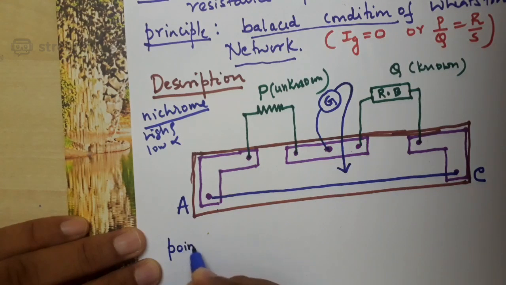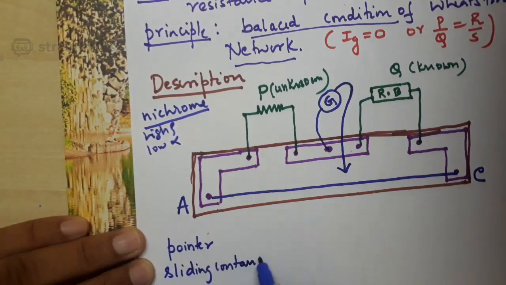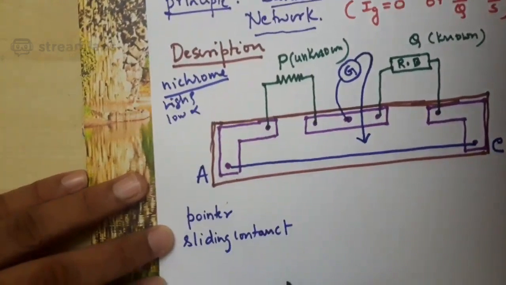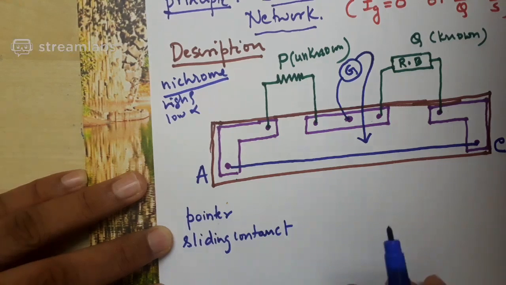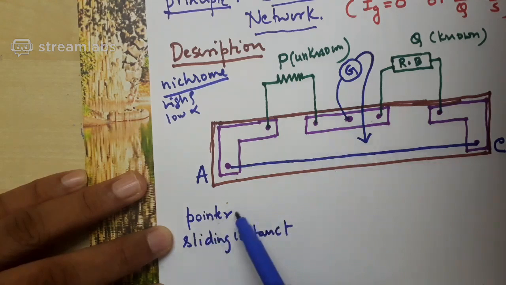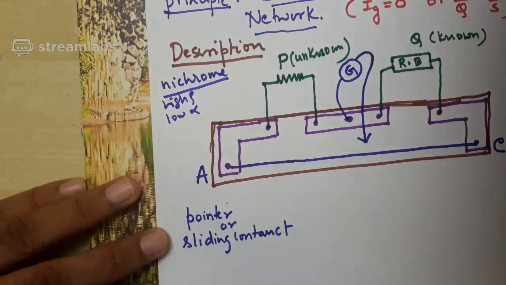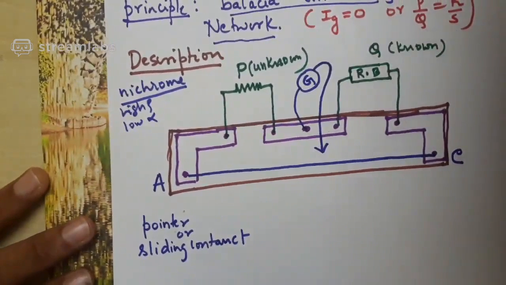and that is connected to a pointer, or you can say sliding contact, or we also call it a joystick key. Pointer or a sliding contact or joystick key. The joystick key in short form we call a jockey.